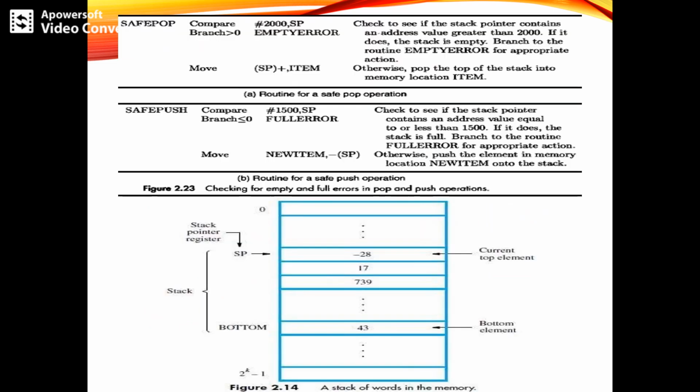So here we can observe that we have a stack of words in the memory. Initially the current topmost location is pointing towards element 28, that is -28. So I can have a single processor register, SP or stack pointer, in order to point towards the topmost element on the stack. After -28 we have 17, 79 and so on, and the bottommost element is 43, and the stack addresses run from 0 to 2 power k minus 1.